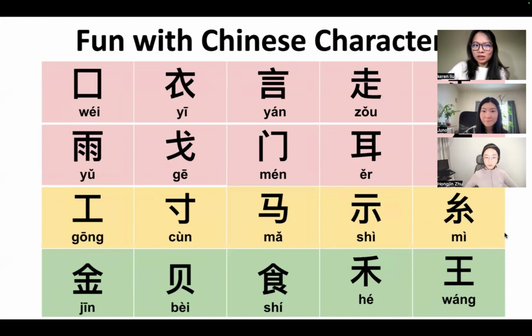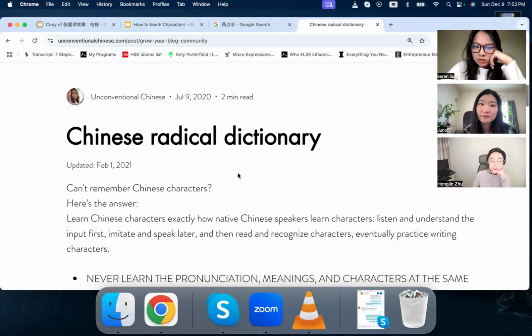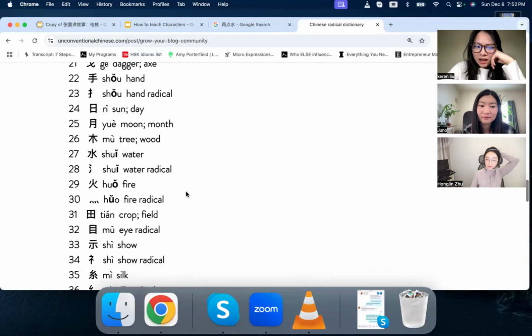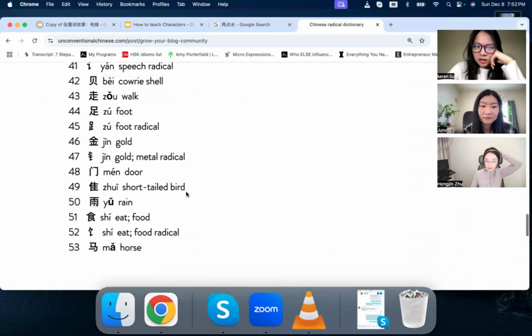The most important thing is the Chinese radical dictionary. Look, we have over 50 most basic Chinese radicals. We may spend maybe 10 lessons to introduce all radicals, but we want the students to memorize all of them.